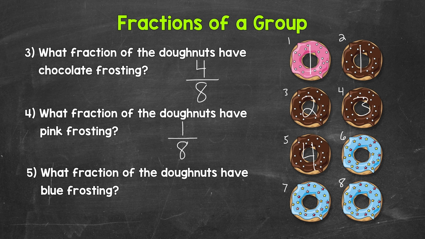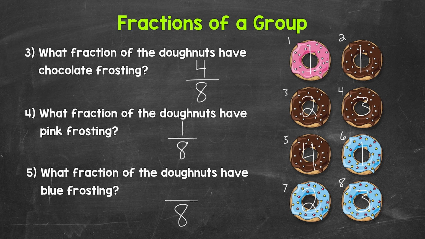And then lastly, number 5, we have what fraction of the donuts have blue frosting. So again, we know that we have 8 total donuts, so that's our denominator. Now we need the numerator. So how many of those 8 total donuts have blue frosting? Well, 1, 2, 3.